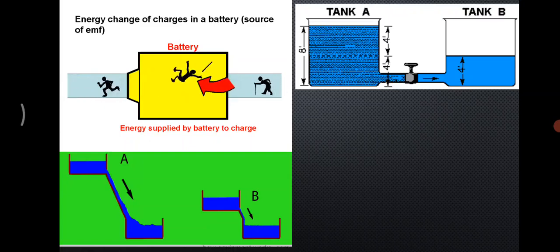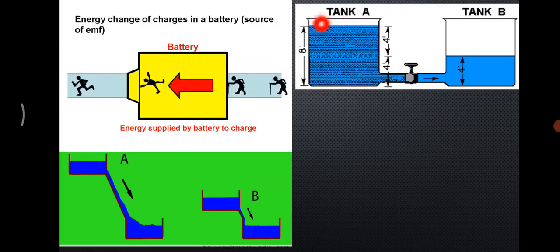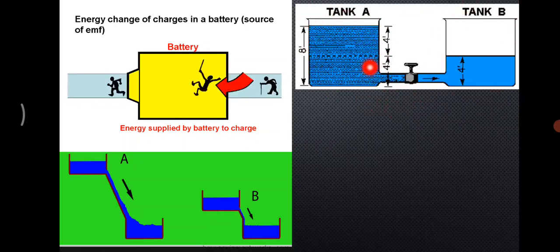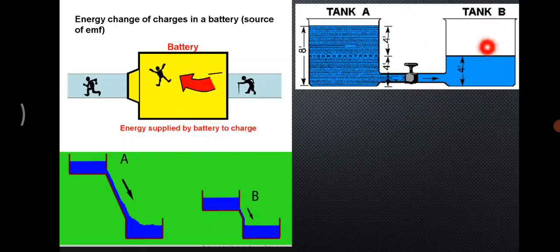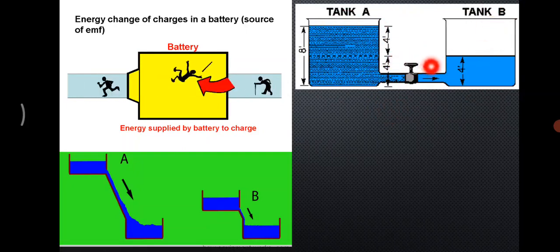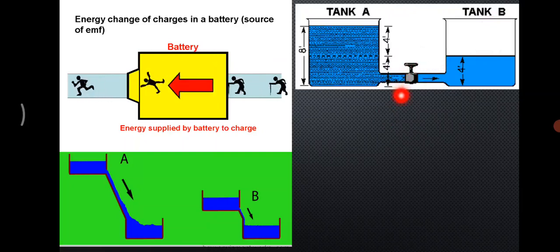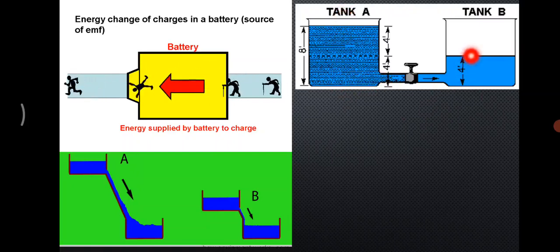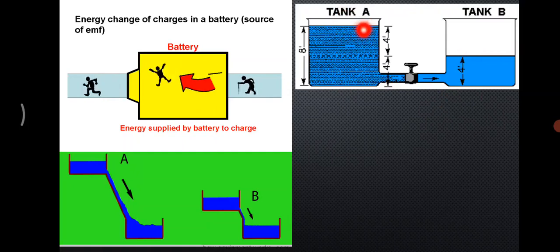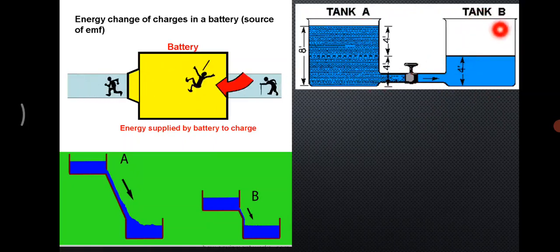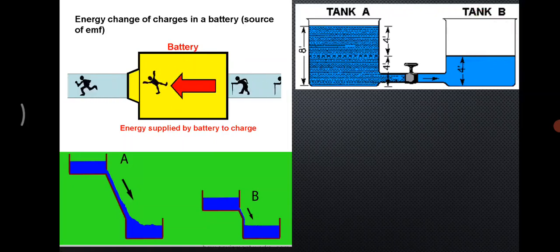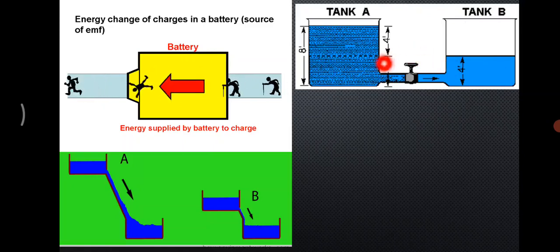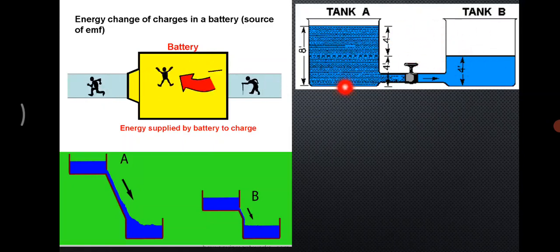Similarly, suppose there is a water tank A here, and tank B is there, and you can see the water level in tank A is more as compared to tank B. If you just open the valve, what will happen? Will the water come from tank B to tank A, or from tank A to tank B? Obviously your answer will be that the water flows from tank A to tank B, right? Why will it move? Because it has higher potential energy as compared to tank B. It will move until the water inside both the tanks becomes stable, right?